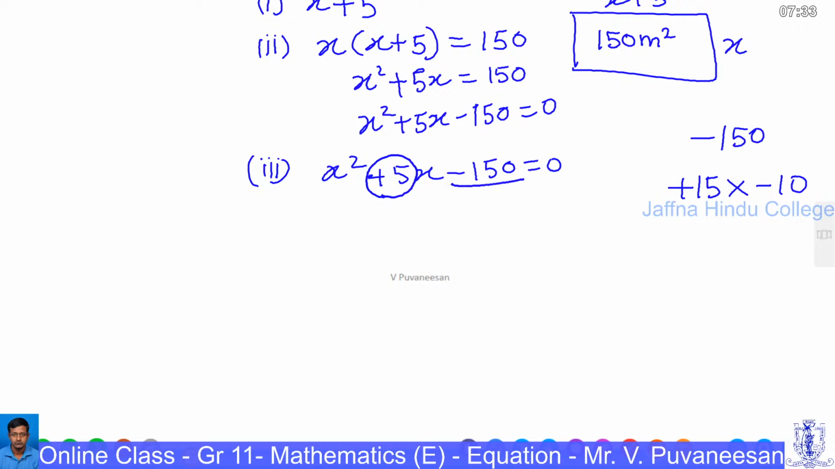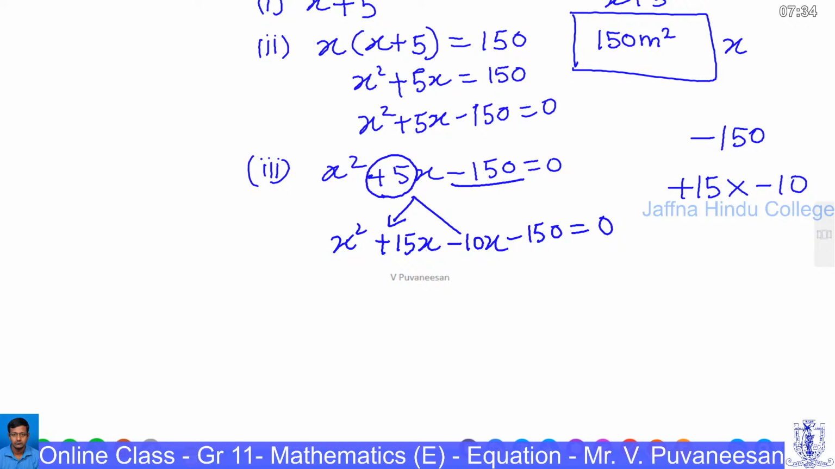Okay, so we can put plus 5x as plus 15x and minus 10x. Before there is x square minus 150 equals 0. Now we divide 5x into two parts. Now we can easily factorize this.